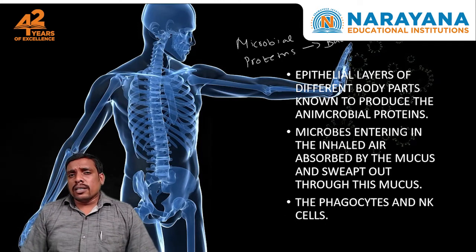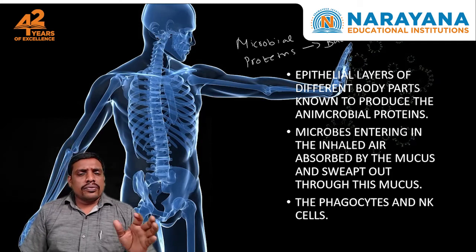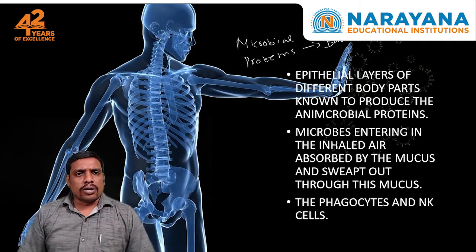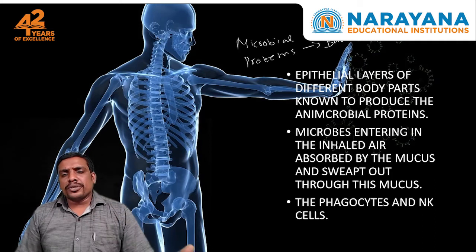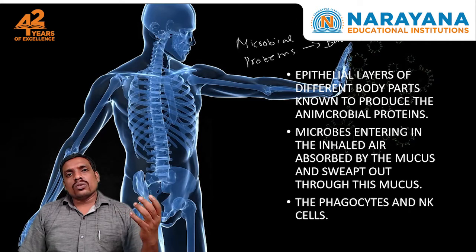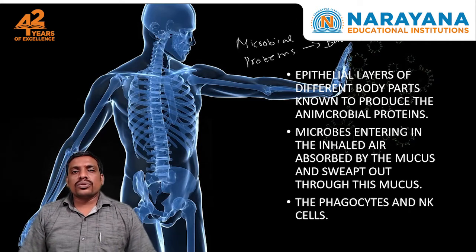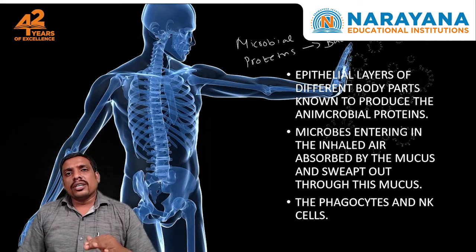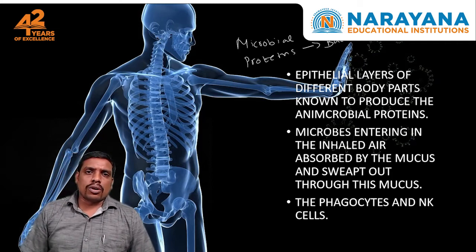Especially the epithelial layers. There are different types of epithelial layers found in our body, right? What are the various types of epithelial tissues and their structure? What are the various roles of muscular tissues? What are the different epithelial tissues that are present in our body?